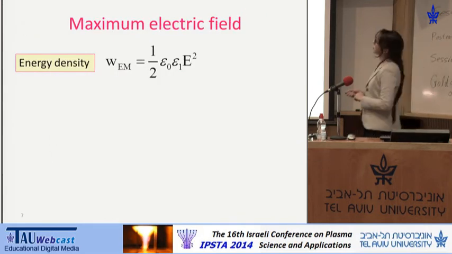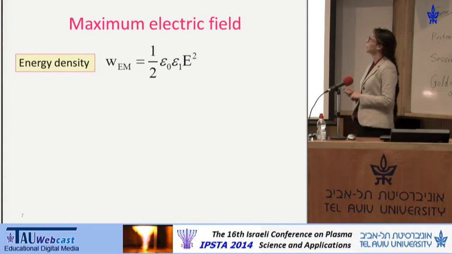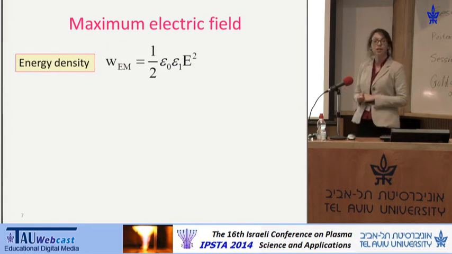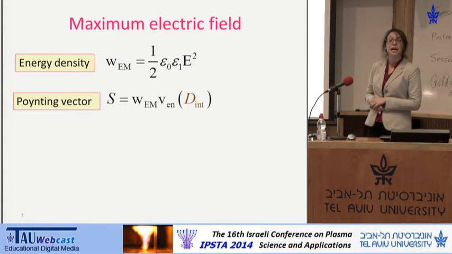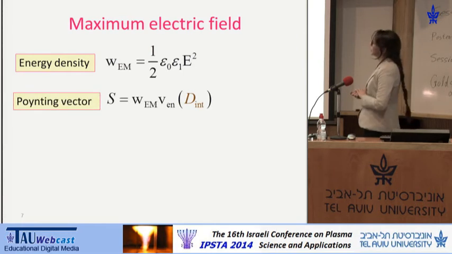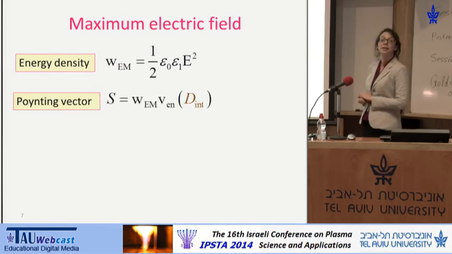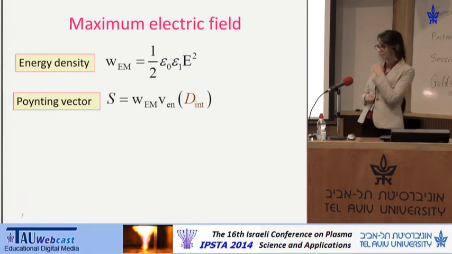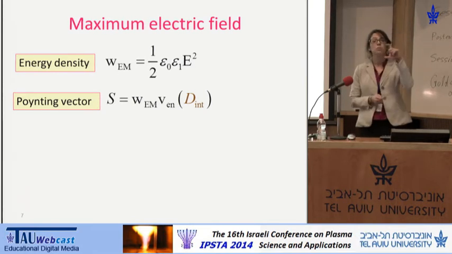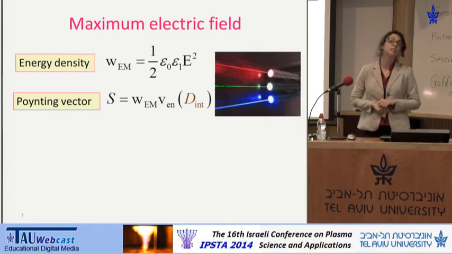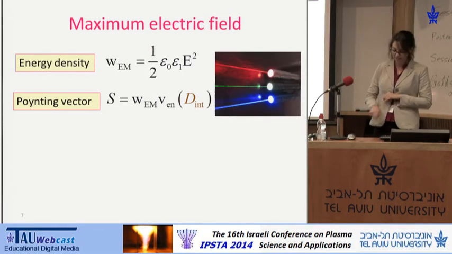So the energy density is proportional to the dielectric coefficient of the first layer and to the electric field square. The energy flux is proportional to the energy density multiplied by the energy velocity, which is proportional to the vacuum clearance. These two are the laser characteristics.